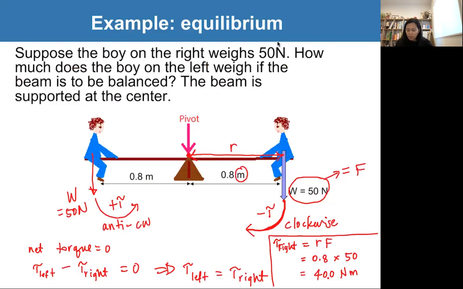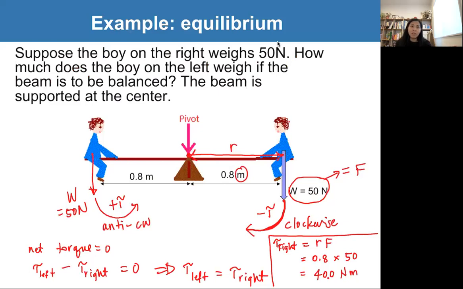Any question about the solution? Are we happy with the solution for this? Yes, why didn't we need the weight of the beam? Why didn't we consider the weight of the beam, and why is it just the weight of the buoy that's important in this case?